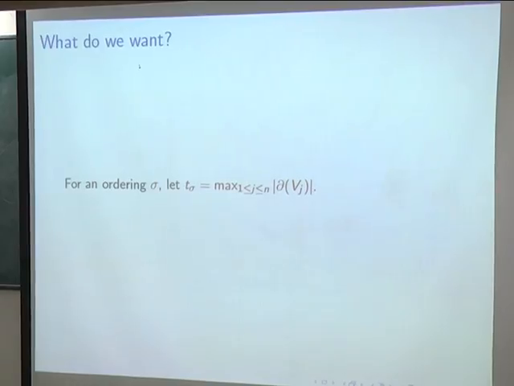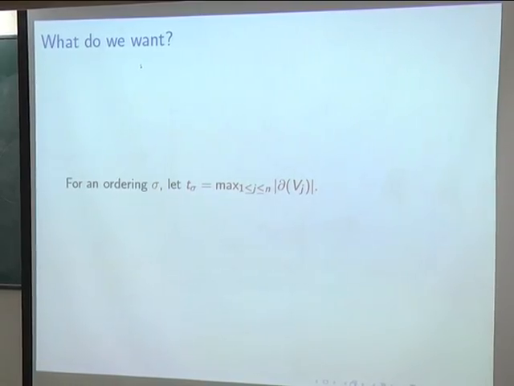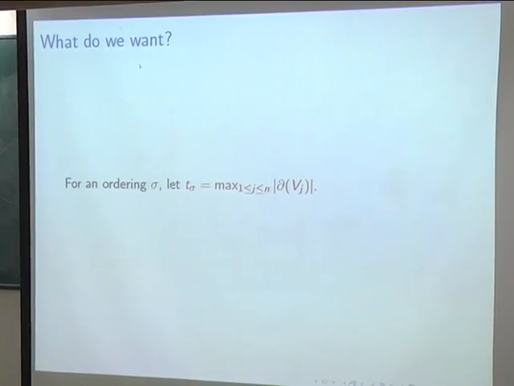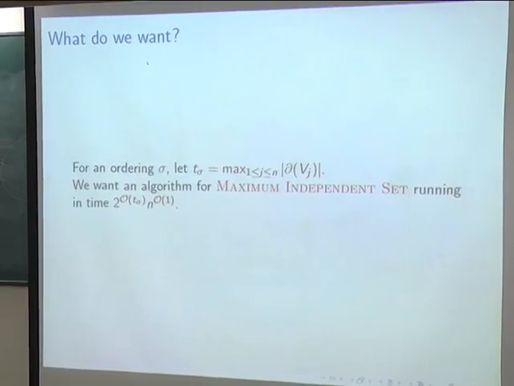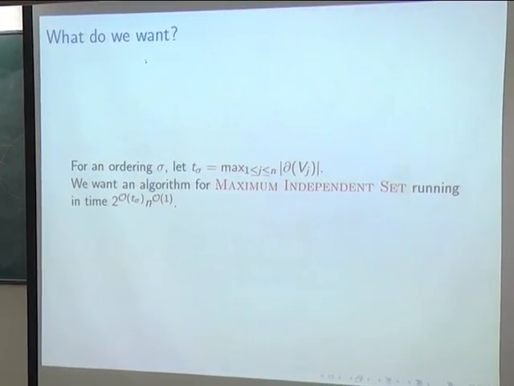For that particular example, you can check it for yourself. It is 3. Now what are we interested in? We want an algorithm for maximum independent set running in time 2 to the power big O of this boundary size and n to the power big O of 1. That's our goal. We will do exactly what we did for the party problem. Don't worry. This lecture we will only do party. So this is what our goal is.